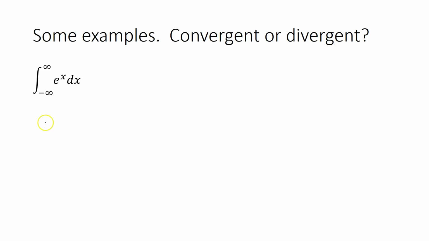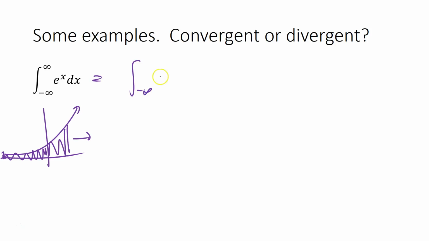So negative infinity to infinity. Now you probably can guess on this, since e to the x goes up forever. Negative infinity to 0 might work, or negative infinity to 1, or any value you want, right? But if you keep going to the right, eventually this is going to go off to infinity. I don't think it's going to work. But we have to break it up, so I'm going to break it up at 0. So we're going to do the integral from negative infinity to 0, e to the x dx, plus the integral from 0 to infinity, e to the x dx.